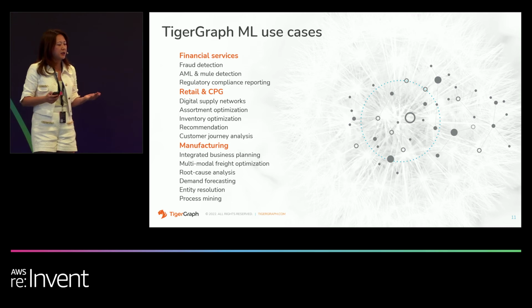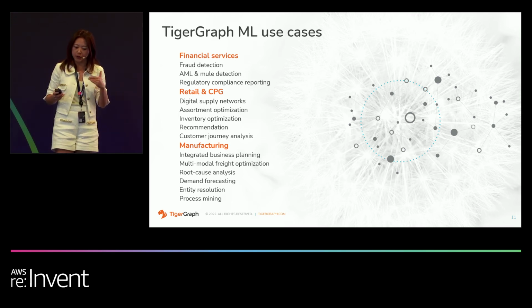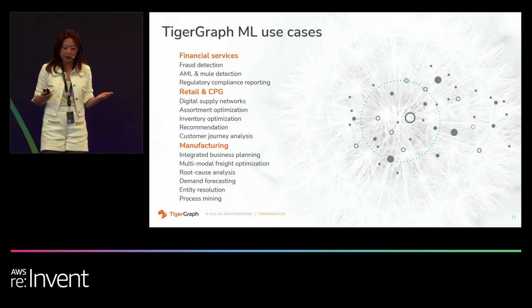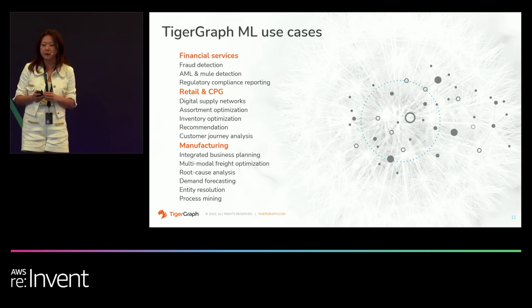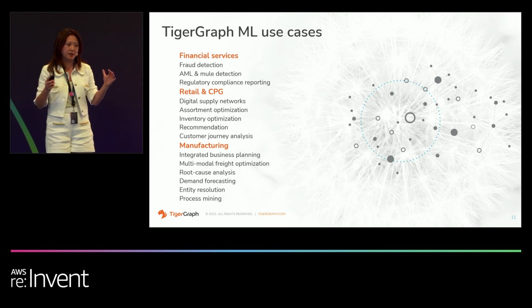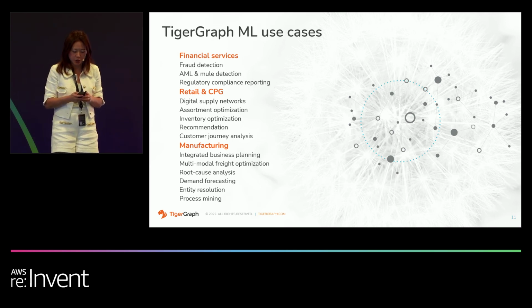And finally, in the area of manufacturing, we see multimodal freight optimization and entity resolution. And again, entity resolution is really who is doing what in the space of all of these connections.